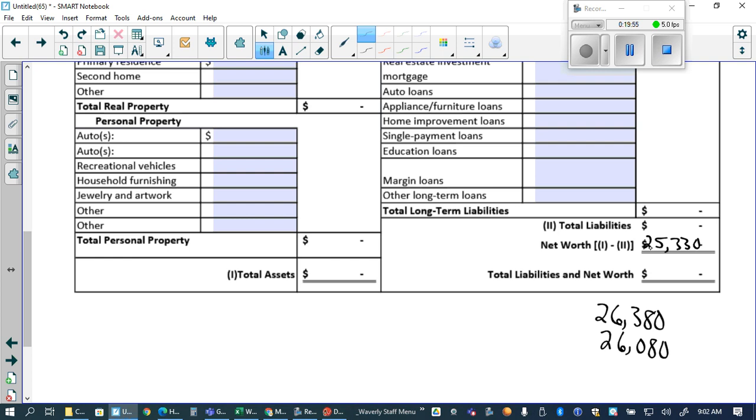So when you get this figure, do this identity calculation. And if it adds up to your total assets, you probably did it correctly. Well, I will tell you that, in fact, 25,330 should be the net worth.